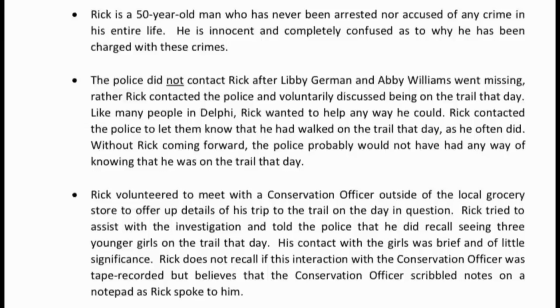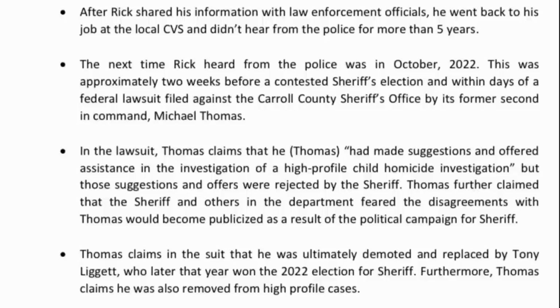Rick tried to assist with the investigation and told police that he did recall seeing 3 younger girls on the trail that day. His contact with the girls was brief and of little significance. Rick does not recall if this interaction with the conservation officer was tape recorded, but he believes that the conservation officer scribbled notes on a notepad as Rick spoke to him. Rick shared his information with law enforcement officials. He went back to his job at the local CVS and didn't hear from the police for more than 5 years. The next time Rick heard from the police was in October 2022.